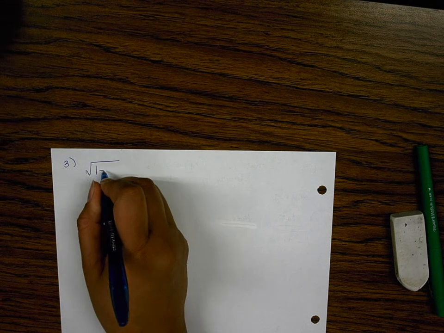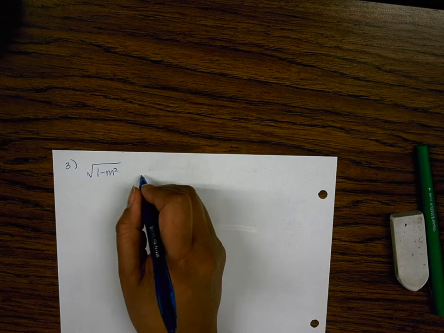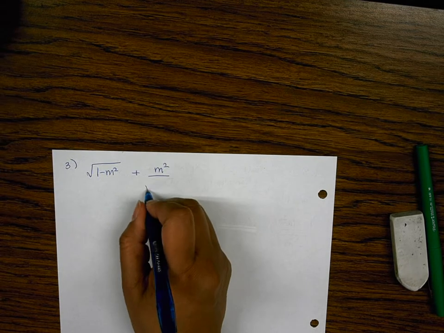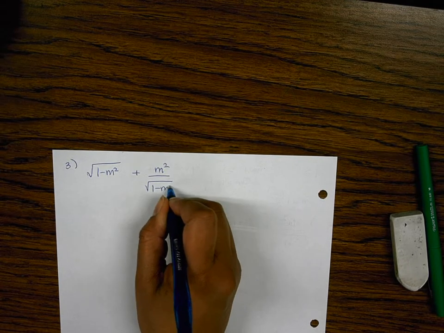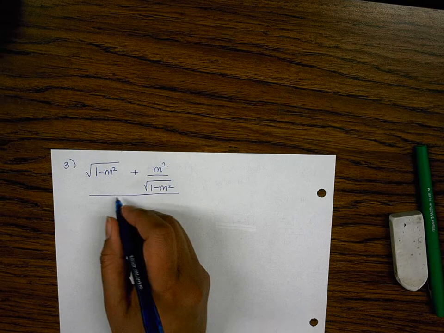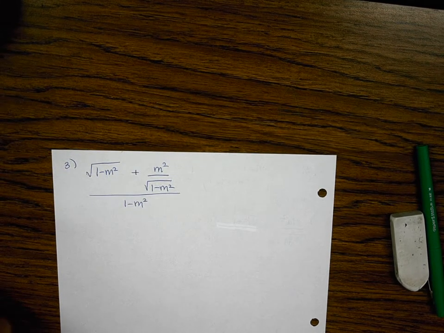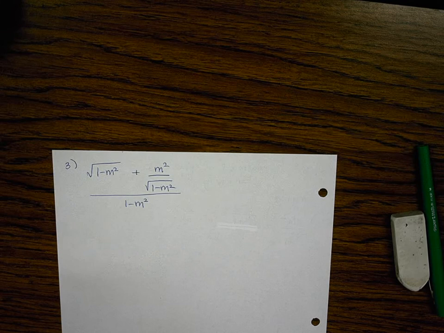Number 3. Square root of 1 minus m squared plus m squared over the square root of 1 minus m squared, all over 1 minus m squared.